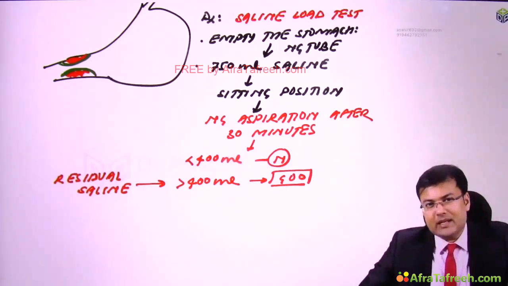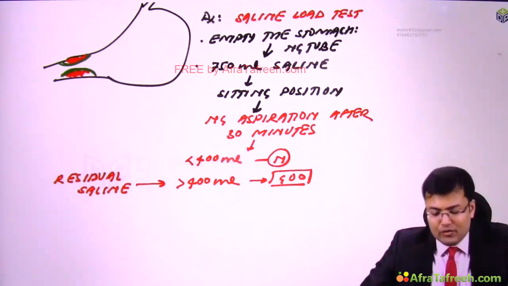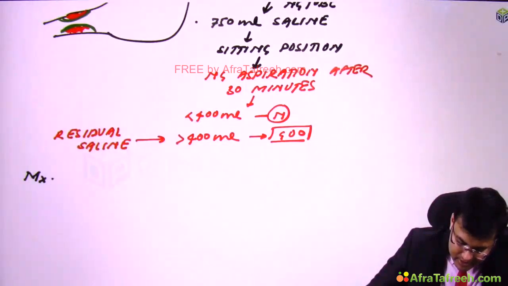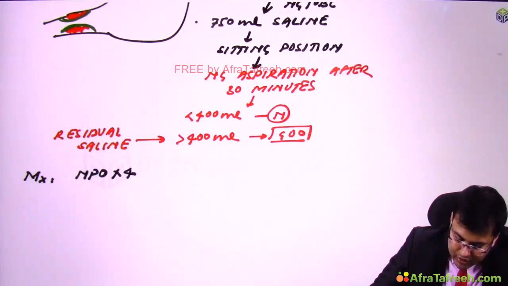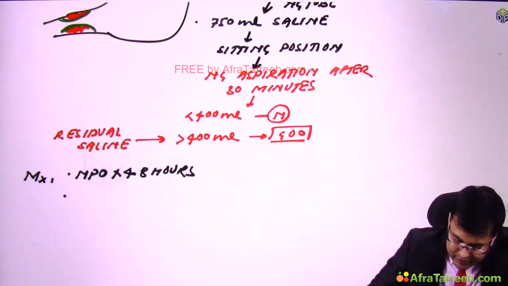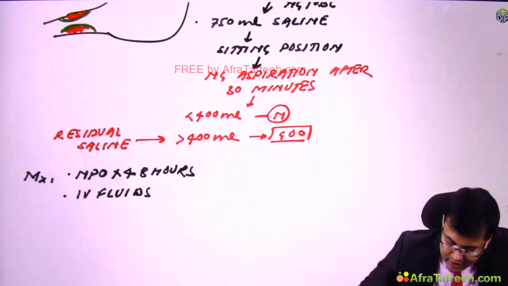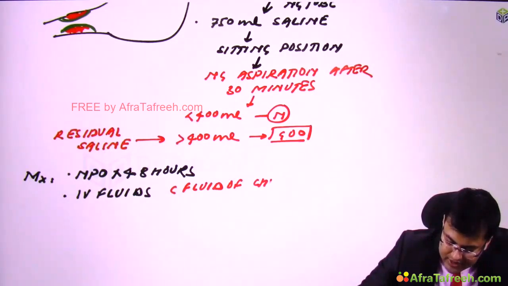Now whenever we suspect gastric outlet obstruction, what do we have to perform? First, management. The patient should be nil per oral for 48 hours. And what do we have to give? We have to give IV fluids. Question is asked, what is the fluid of choice? It's the normal saline.